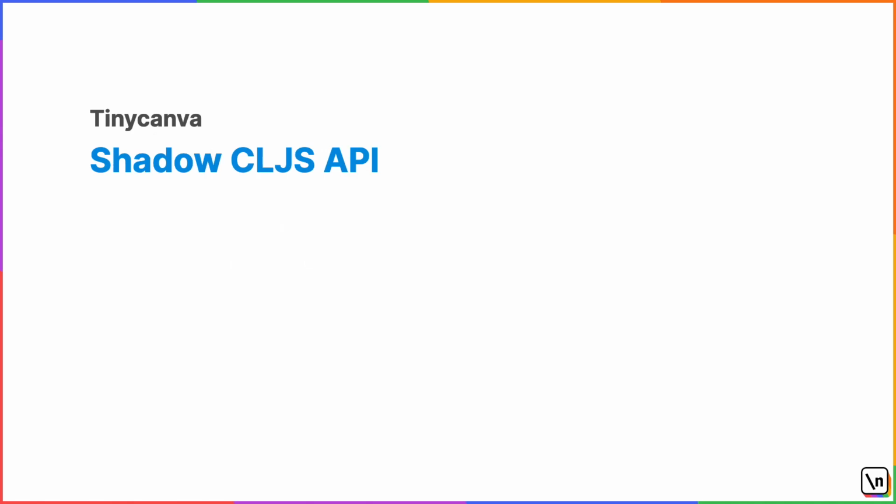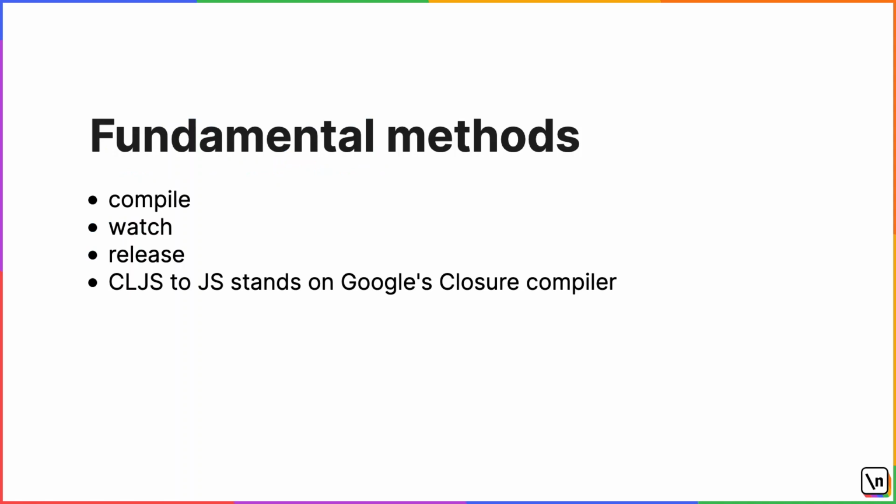Shadow offers many helpers to compile and develop your app, but we only need to care about 3 methods. These are compile, watch, and release. Compile and watch are similar in scope. Both of them convert ClojureScript code to JavaScript code based on the build target. The only difference is that watch recompiles each time a file on the source path changes.